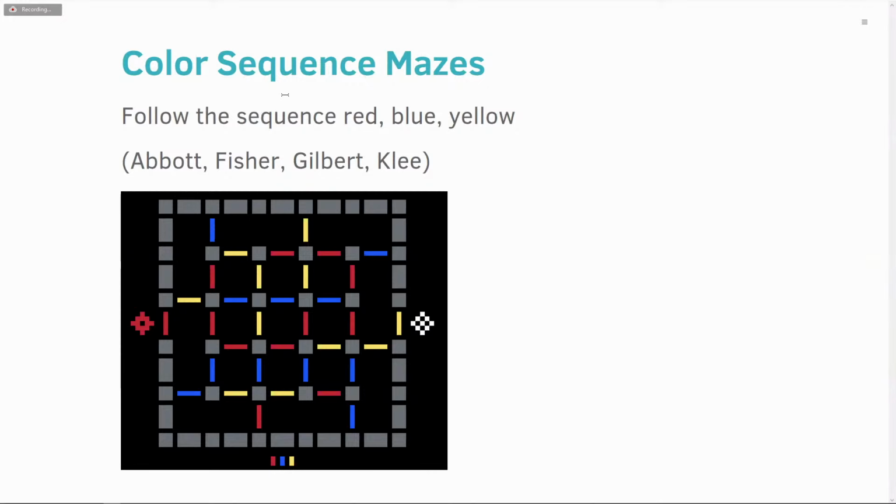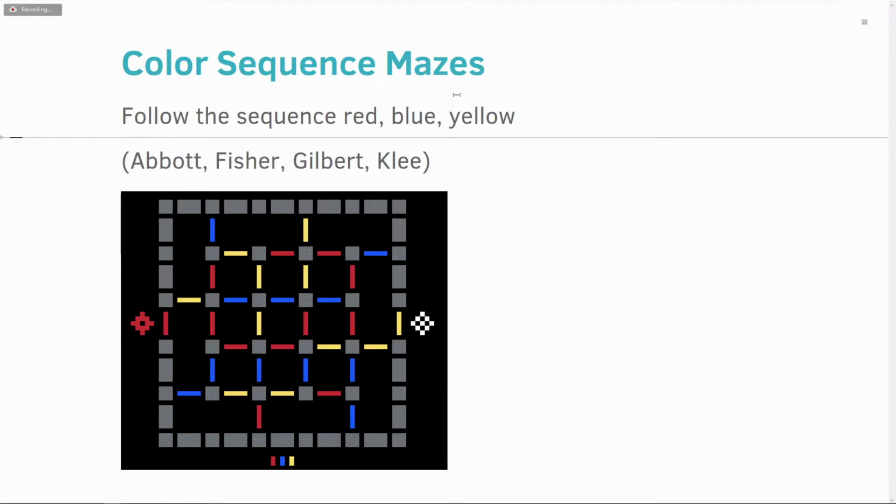Color sequence mazes are also fun, where you basically have to follow a sequence. They're given a color sequence like red, blue, yellow. And here's one of the puzzle types. Robert Abbott, Adrian Fisher, Andrew Gilbert, and Brad Klee have all looked at puzzles of these types. At community.wolfram.com, you can see Brad Klee's write-up on color sequence mazes.